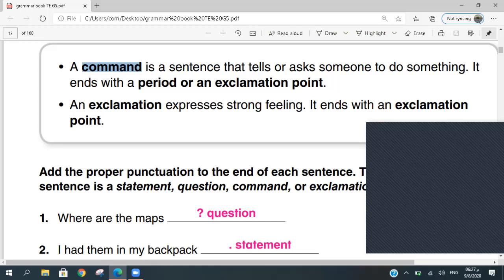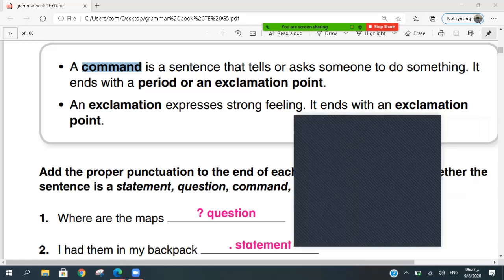If I say, wow, this girl is awesome, that's why I need to use the exclamation mark. So let's remember the marks. So I'd like you, please, before we go, to think about number 1. I already did number 1 and 2. Where are the maps? It's a question, of course, and I need to add a question mark. I had them in my backpack. It's a statement, it tells me something, so I need to use a period.